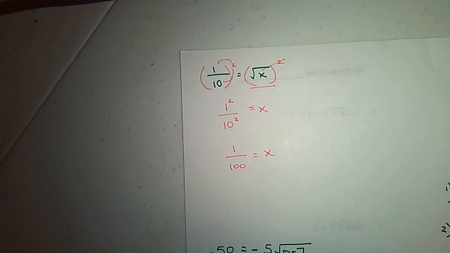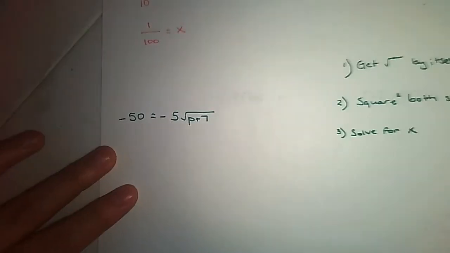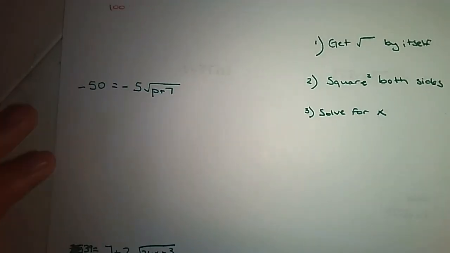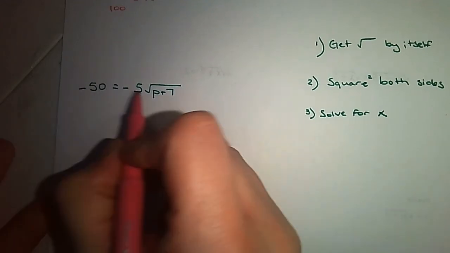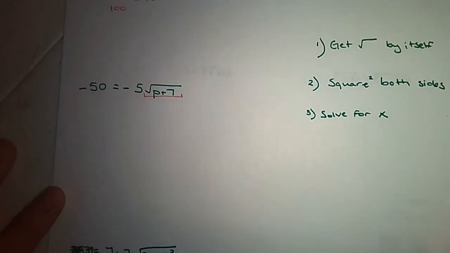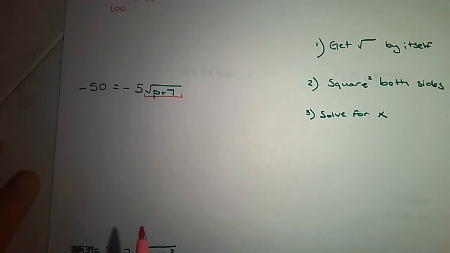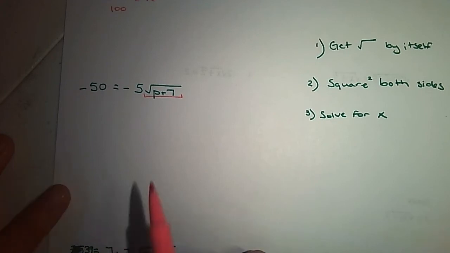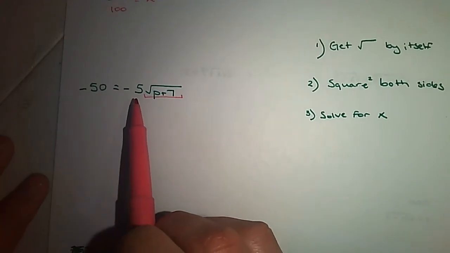All right, let's do another one. So we have negative 50 equals negative 5 times the square root of p plus 7. This time we have a little bit of work we need to do first. Notice our square root is not by itself. So first thing we need to do is get that square root by itself. We need to move that negative 5 over to the other side.